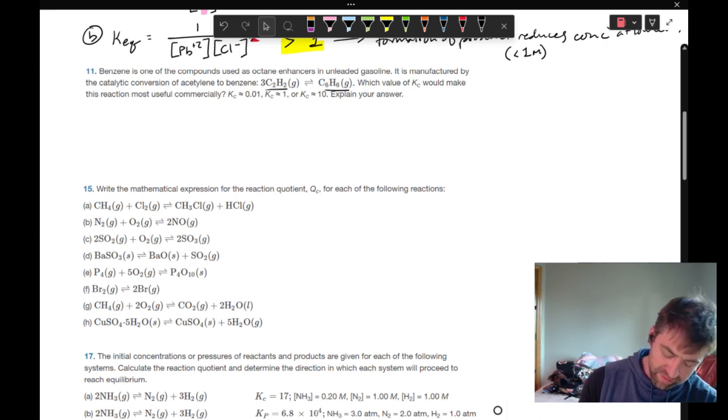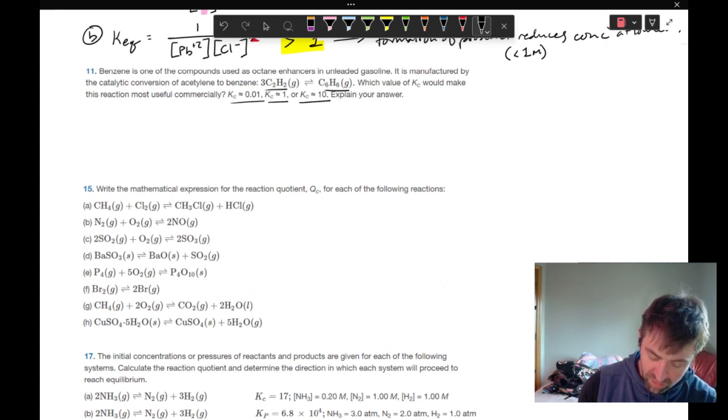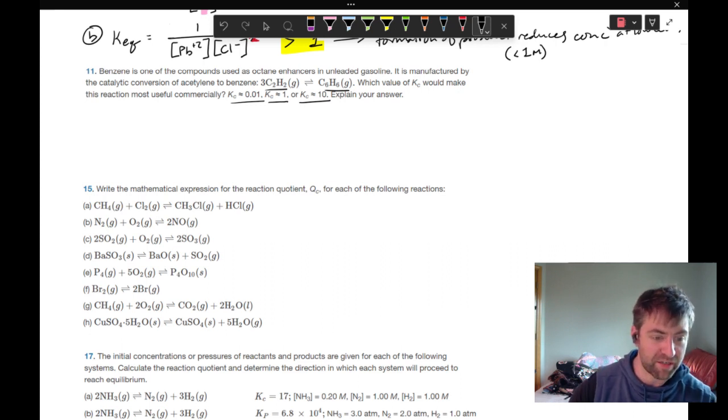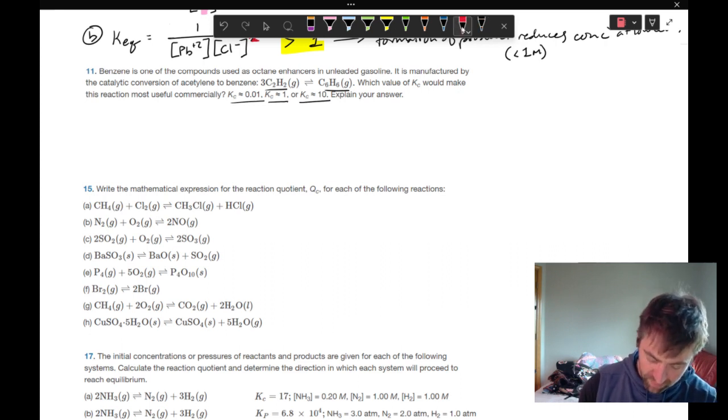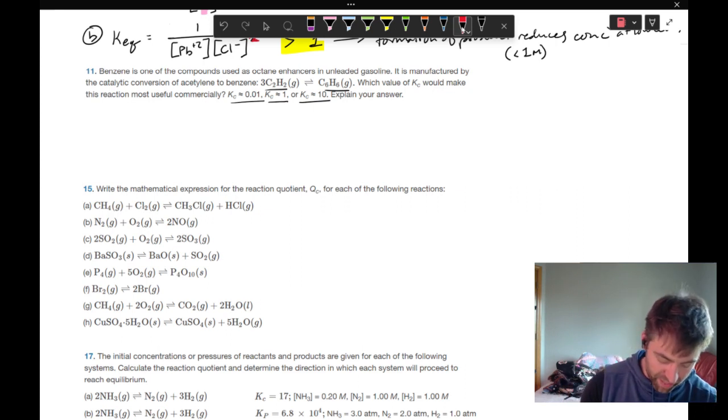Which value for your equilibrium constant, Kc, would make this reaction most useful commercially? Kc of approximately 0.01, approximately 1, or approximately 10, and explain your answer. In thinking about this, here are some rules to help you.